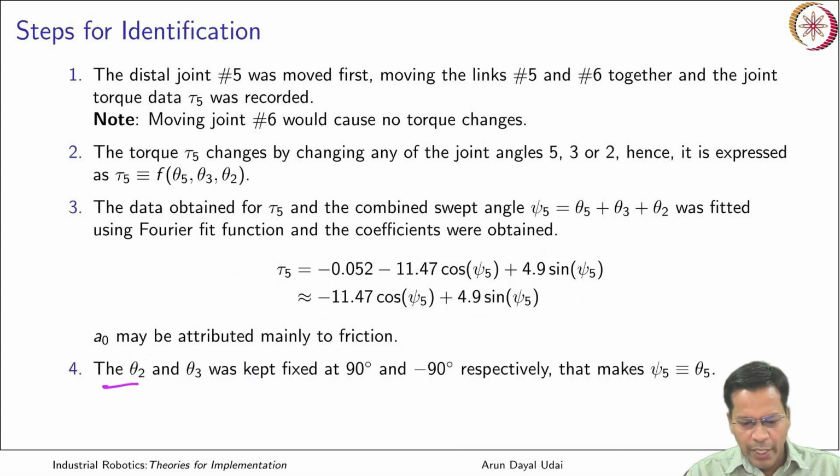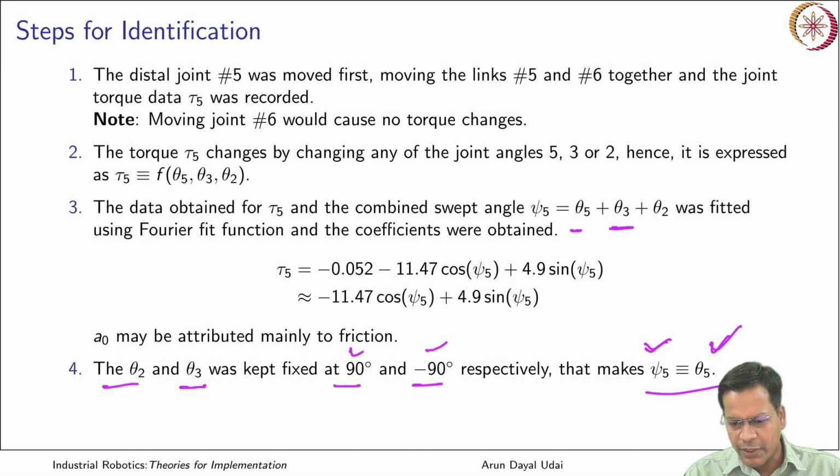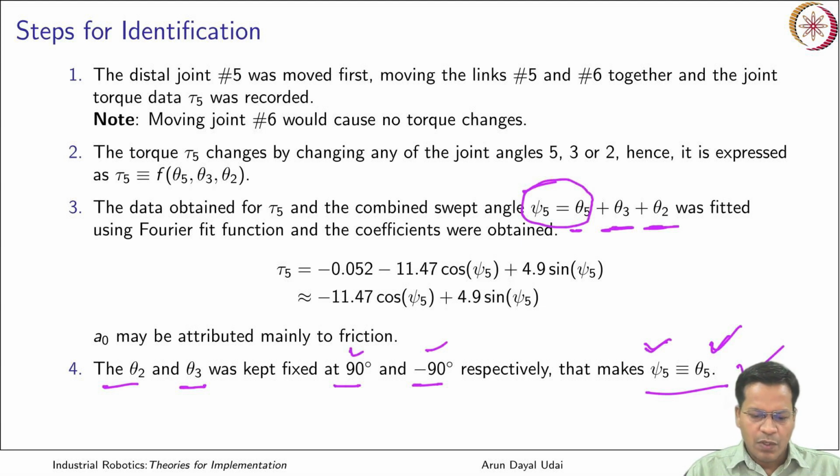Now theta 2 and theta 3 were kept as 90 and minus 90 respectively. The way I have shown in my first figure, that is the canonical position the robot was in. So in that case, these two are like this. In that case, psi 5 is equal to theta 5. This is minus 90, this is plus 90. So this becomes equal to this.